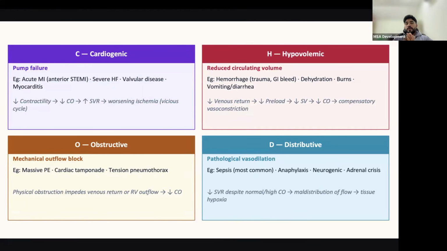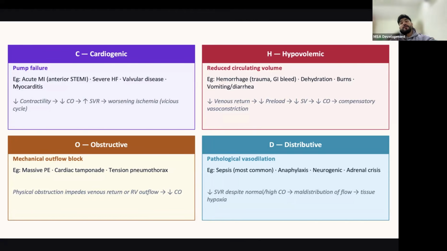So we have four types of shock. First of all, we have the cardiogenic shock. Cardiogenic shock is where your heart fails to pump properly. Why? Either the patient has an MI, or they have a severe form of heart failure, or they have, for example, a severe form of myocarditis. Could happen. How? Basically, their contractility of the heart is going to decrease.